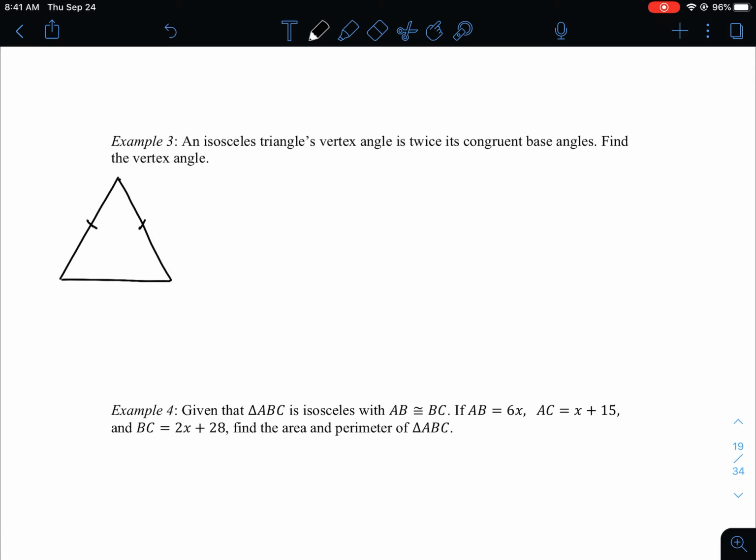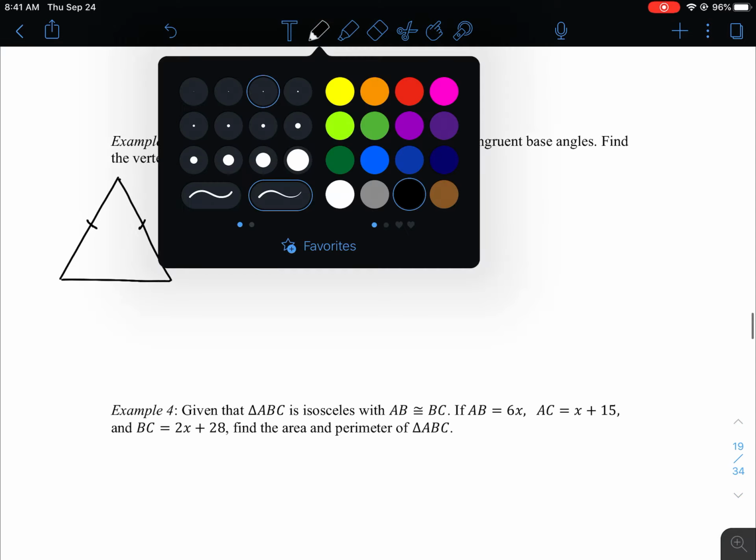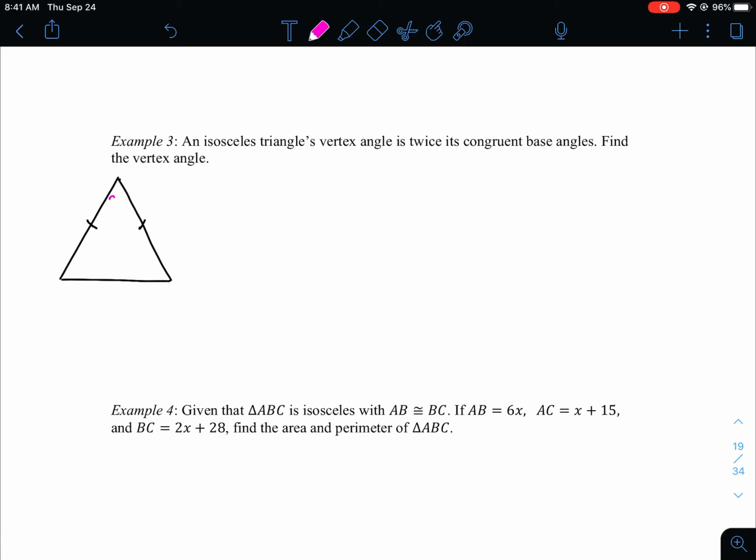All right, so the vertex angle is twice its congruent base angle. So that vertex angle is 2 times a base angle. Well, I don't know the base angle, so I'm going to call it x. So each base angle is x. Find the vertex angle. So this problem looks very similar to the last one. 2x plus x equals 180. So we get 4x equals 180, and we get that x is 45 again.